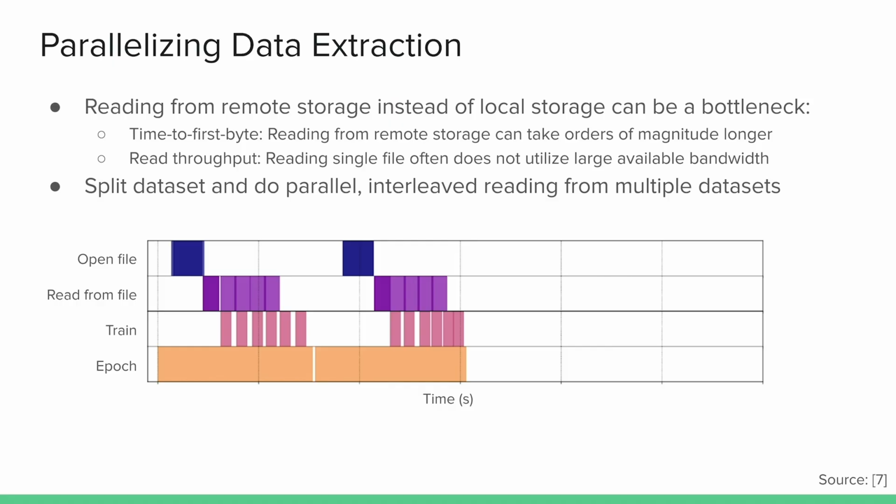So you should split your data set and, in parallel and interleaved, read from these different sources. You basically read a whole bunch of files that you directly feed into the training, to utilize all of the bandwidth you have available and avoid these bottlenecks.